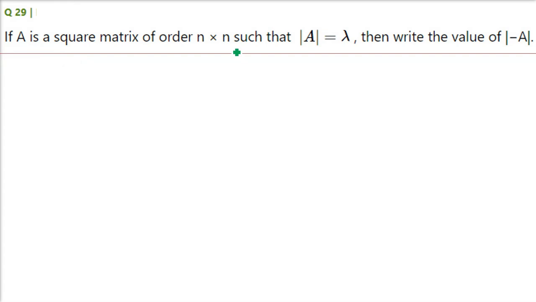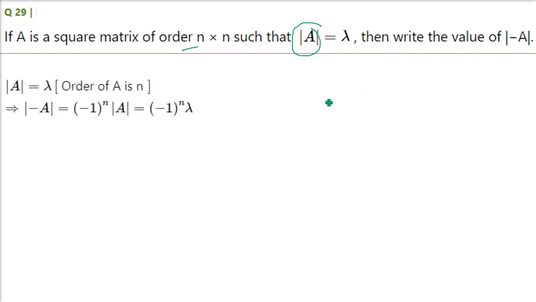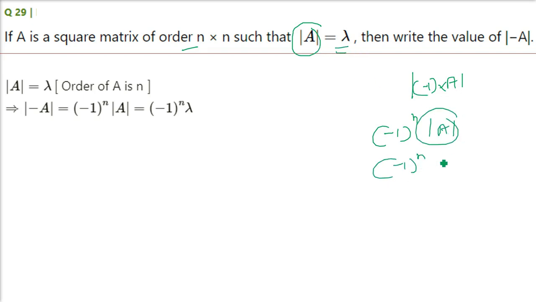If A is a square matrix of order n by n such that determinant of A is equal to lambda, then write the value of determinant of minus A. Now we just saw a question like this. Minus A means minus 1 into A. When we take it outside, it will be to the power of n. That is the order. Determinant will remain inside. Determinant of A is lambda, so minus 1 to the power n lambda. This is the answer.